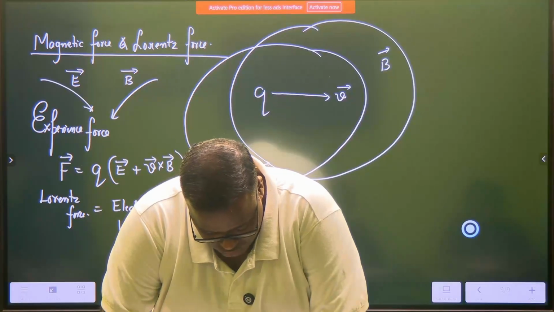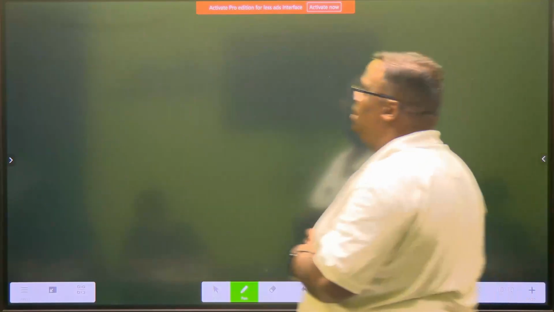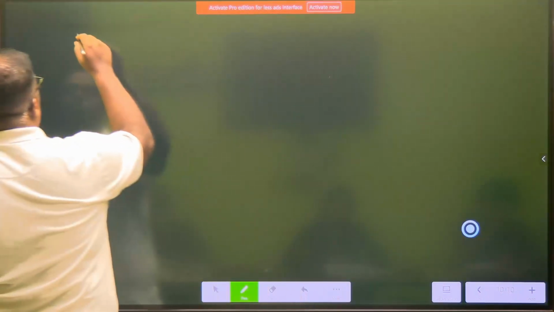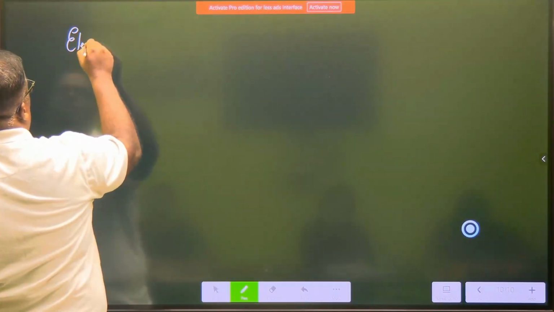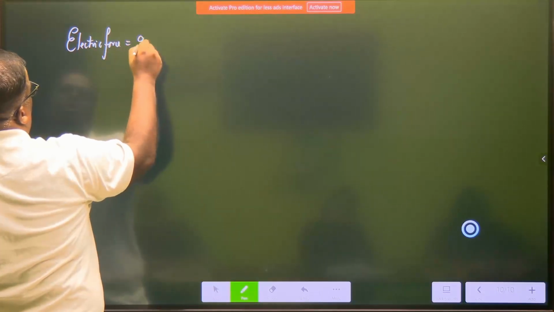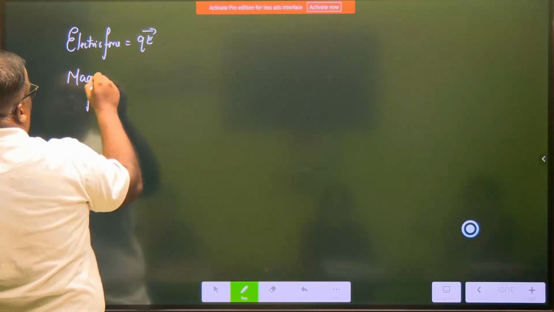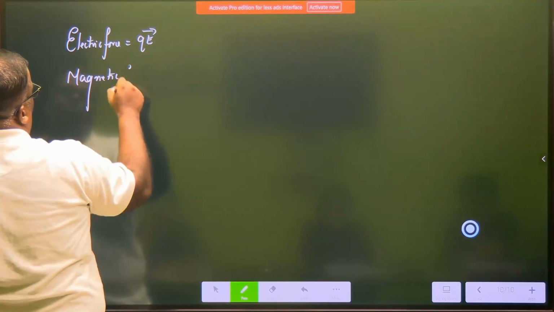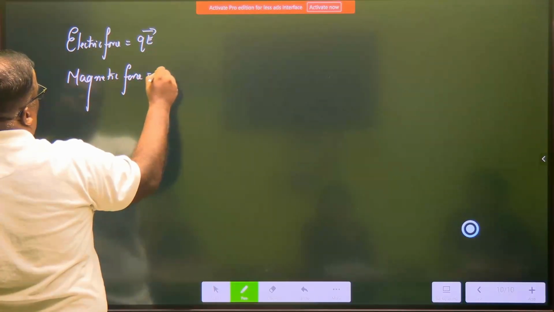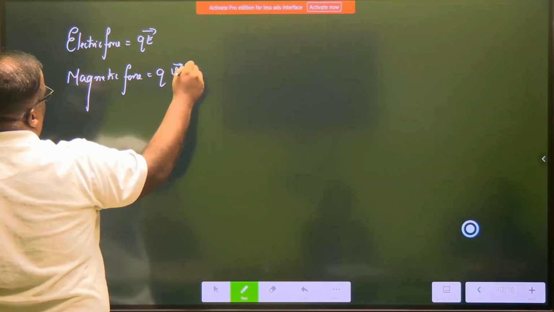Okay. So our idea is to study magnetic force. So let's dive down a little bit deeper. Electric force is given by QE. We will not concentrate on this. We will concentrate on the magnetic force. The magnetic force is Q into V cross B.